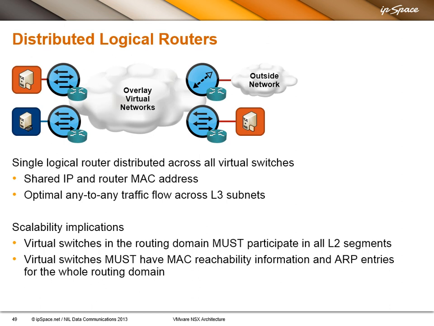Let's do an example here. Let's say the orange VM wants to talk to the blue VM. The orange VM knows that the blue VM is in a different subnet, so it will send the packet to the first hop gateway. In this case, the MAC address of the first hop gateway is present here, so the logical distributed router will get this packet, and it will do layer 3 forwarding, and now it will forward the packet in a blue segment to the blue VM.